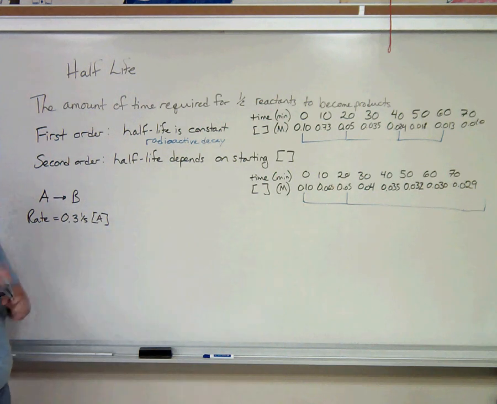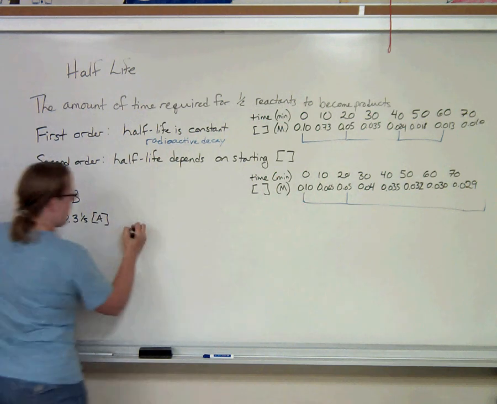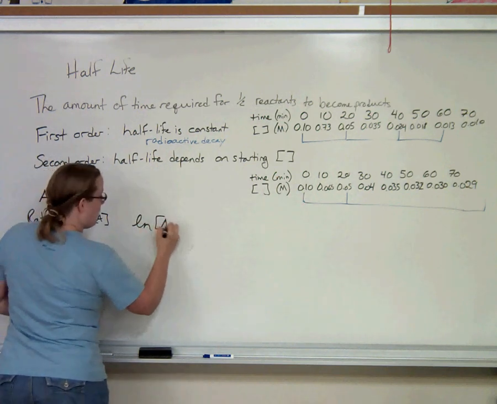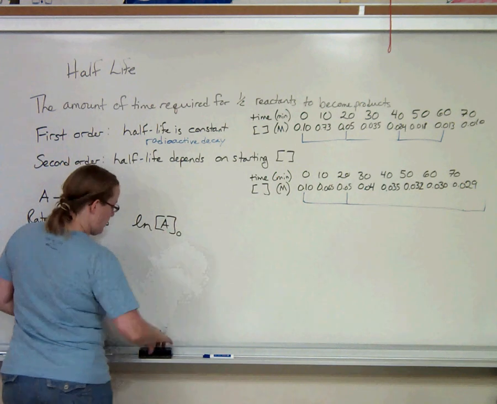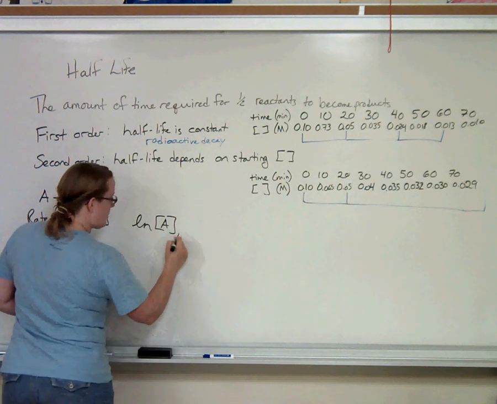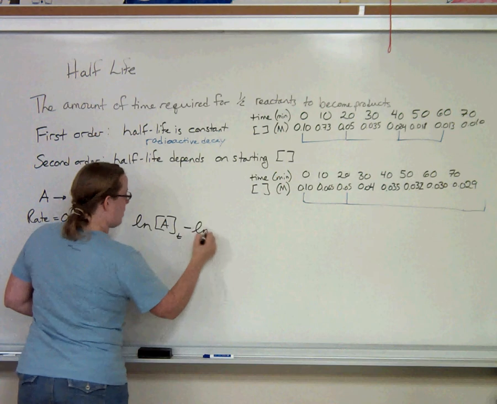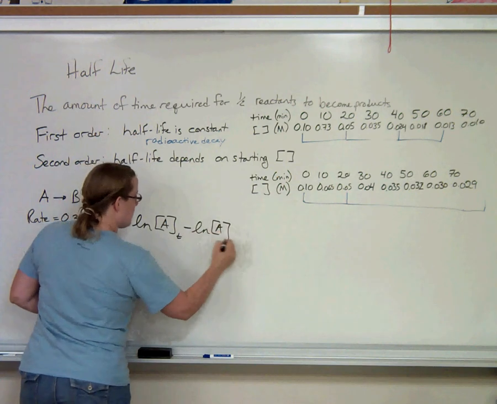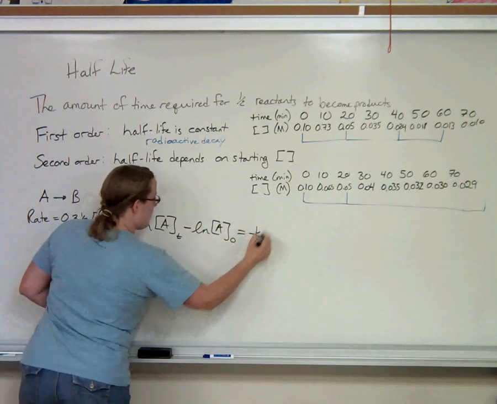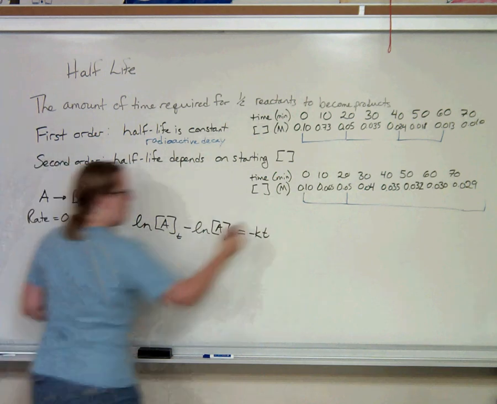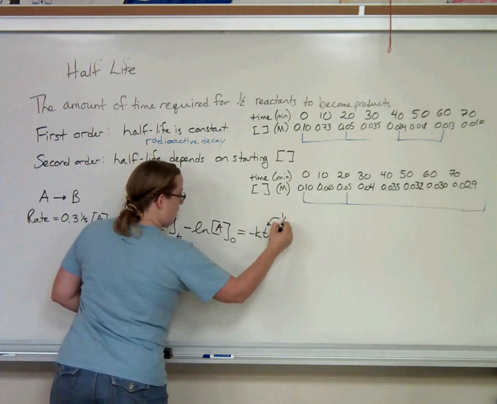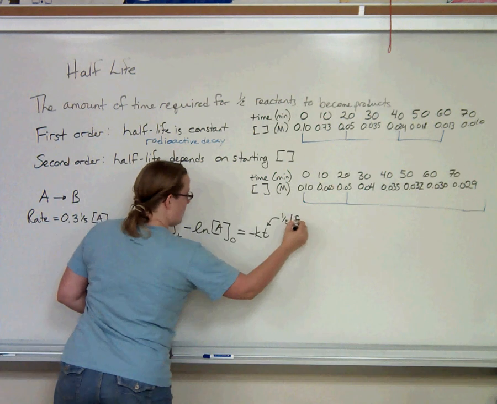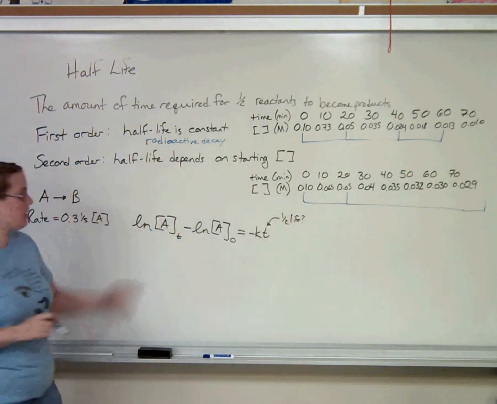Well, remember the first-order reaction equation. Can you remember that already? Natural log of the concentration at time equals T minus natural log of the concentration at time equals 0 equals negative kT. And again, we want to know what this is at half-life. So that means we need to fill in these values.